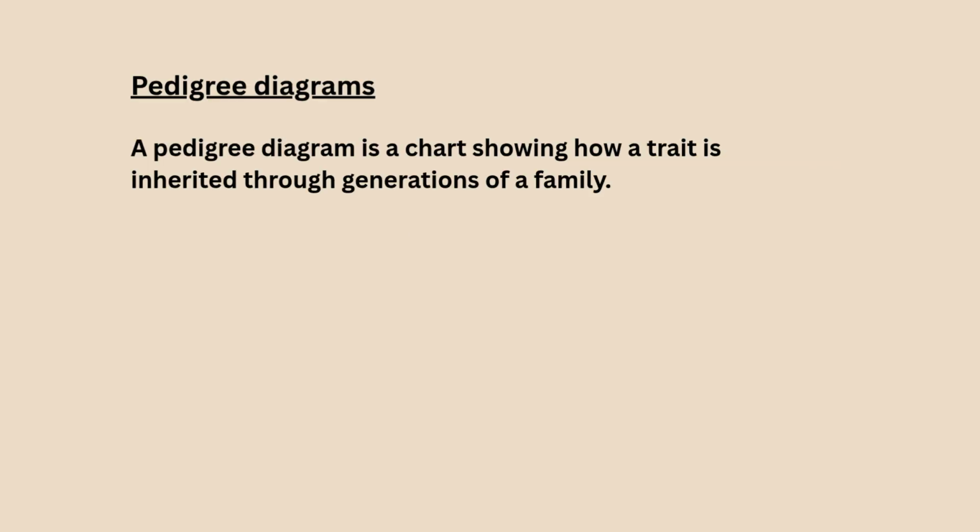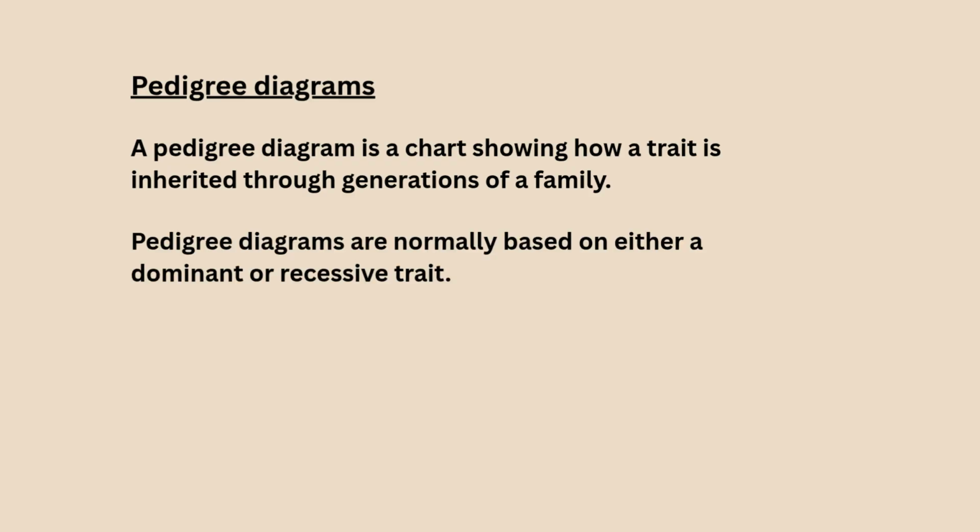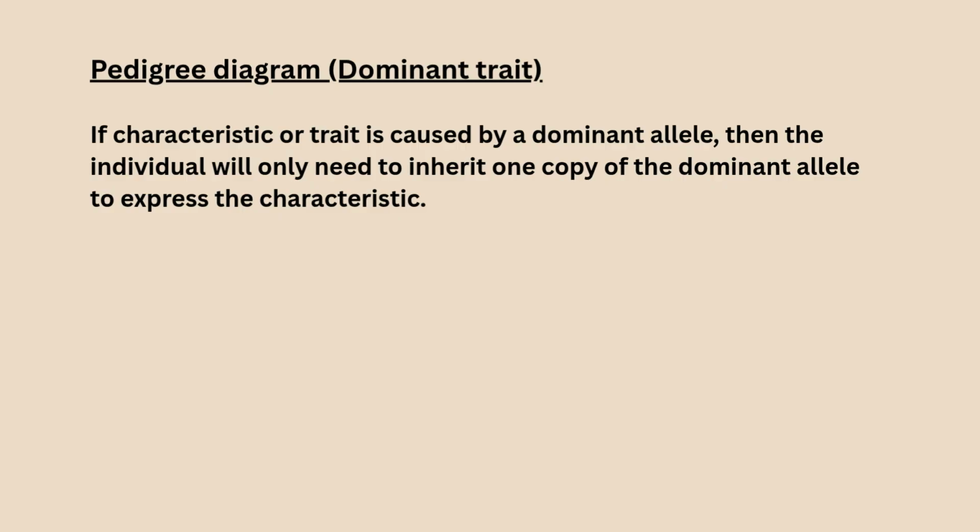A pedigree diagram is a chart showing how a trait is inherited through generations of a family. Pedigree diagrams are normally based on either a dominant or recessive trait. If a characteristic or trait is caused by a dominant allele, then the individual will only need to inherit one copy of the dominant allele to express the characteristic.